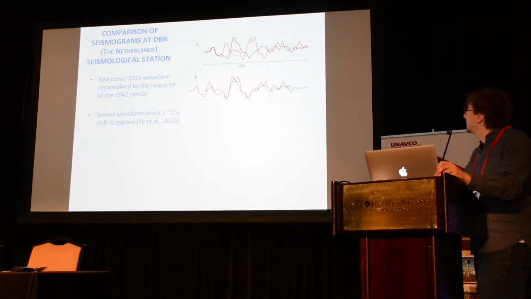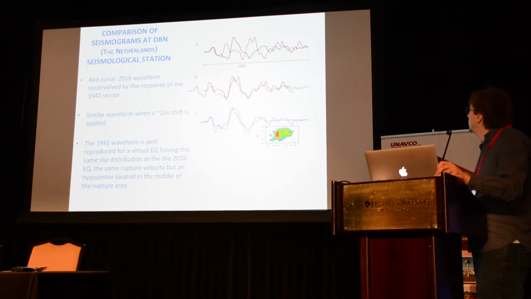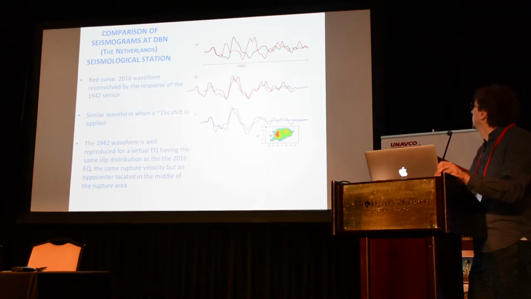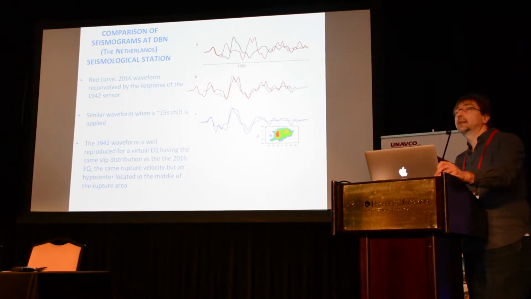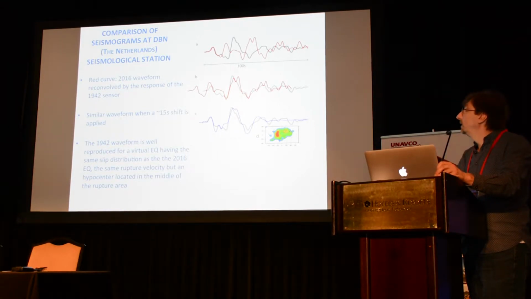When we shift them by 15 seconds, you can see that we have a very similar waveform. So since the source duration seems to be shorter for the 42 earthquake, maybe the rupture was bilateral. So we simulated an earthquake with a hypocenter located in the middle of the rupture we find for the 2016 earthquake, using the rupture velocity that we have for the recent earthquake and the slip distribution. When we do this for this virtual earthquake, you can see that the two waveforms are very similar. That's not a proof, but it is an indication that the similar waveform indicates similar mechanism and location for the two earthquakes.